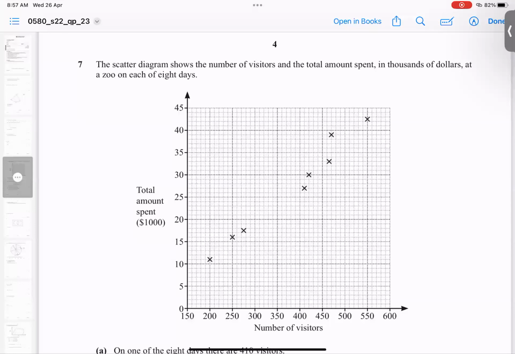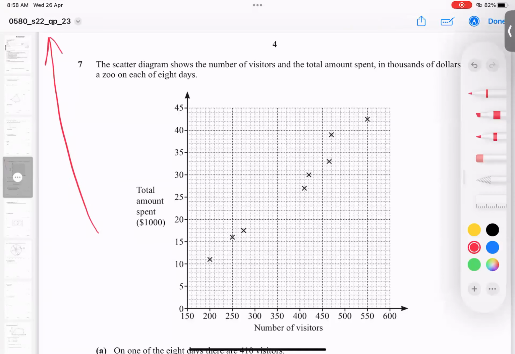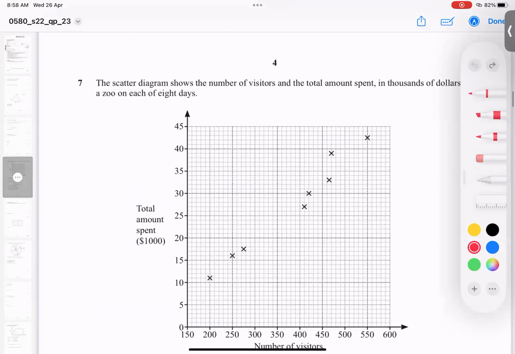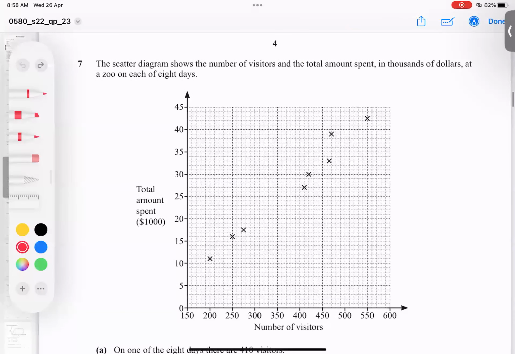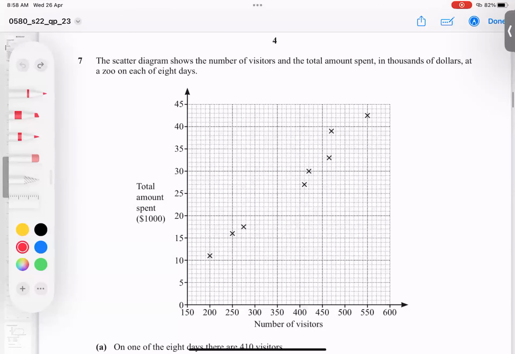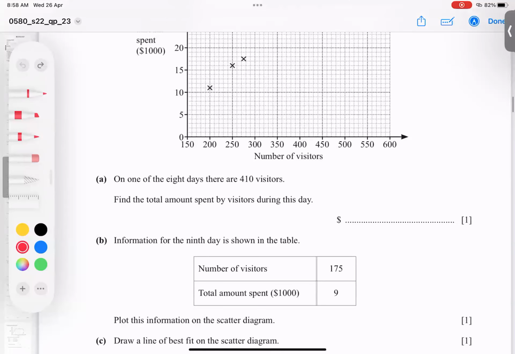Yes, students, have a look now. This paper is June 2022, variant 23, and the question number is 7, and the topic is again a scatter diagram. We are given here the total amount in thousands, 10,000s, and here the number of visitors. The question is about the total amount spent in $10,000 in a zoo on each of the 8 days. One of the 8 days has 410 visitors. Find the total amount. How many visitors, student?